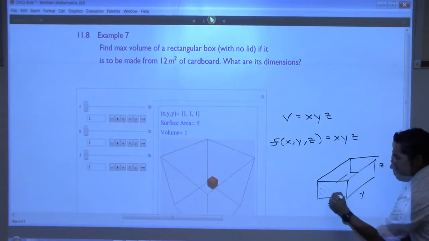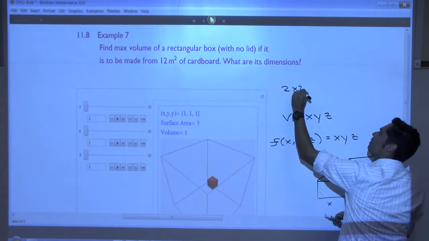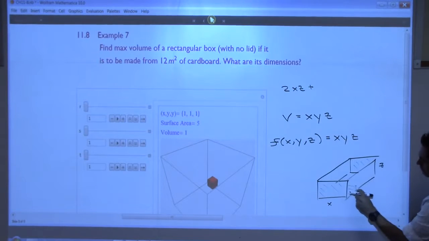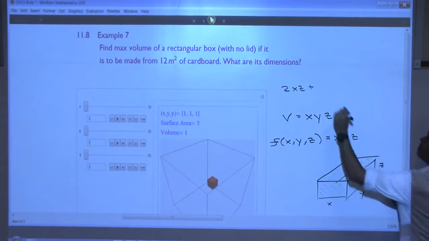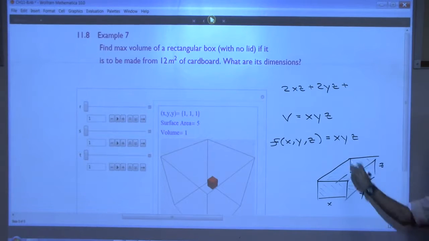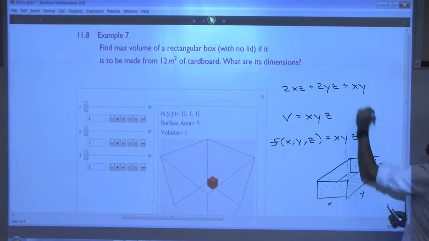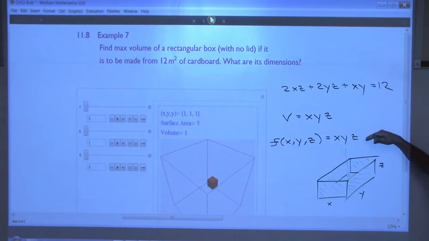What's the surface area of this thing? So what's the surface area of this front face? xz. How about that back right there? xz. So I know that 2xz plus, how about this side right here? Y times z, this side, y times z. I know that 2 of those plus the bottom, okay, what's the area of that bottom piece? Just one of them, xy, because it didn't have a lid, right? That must be 12. Objective, constraint. You go to town now. Understand how that sets up?